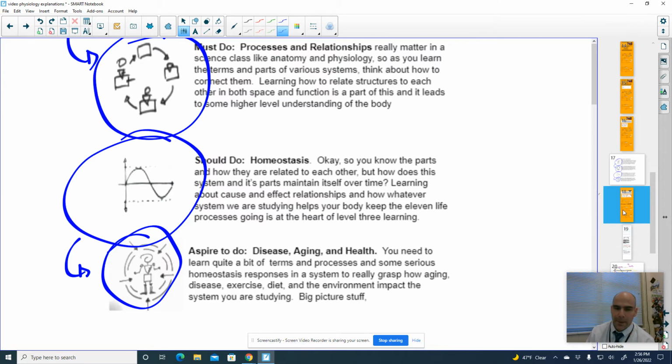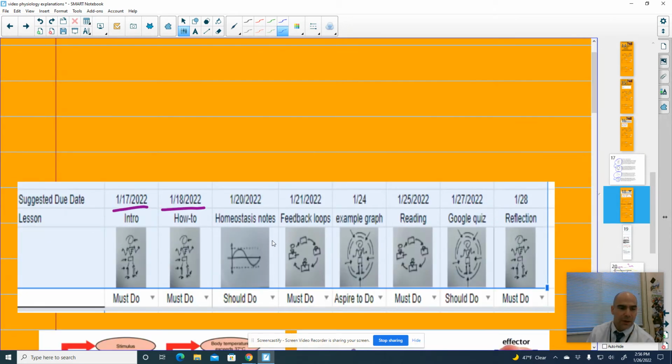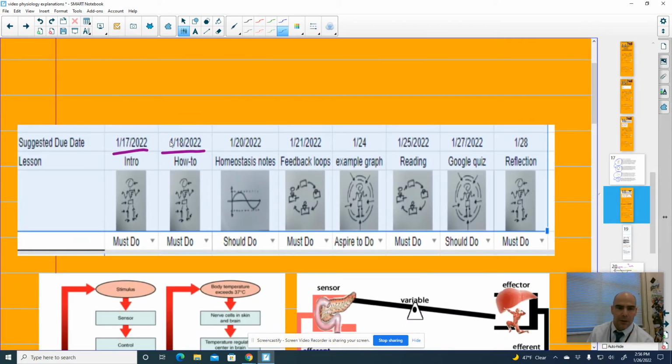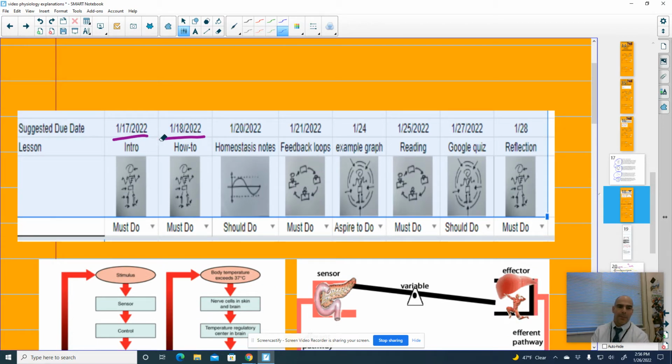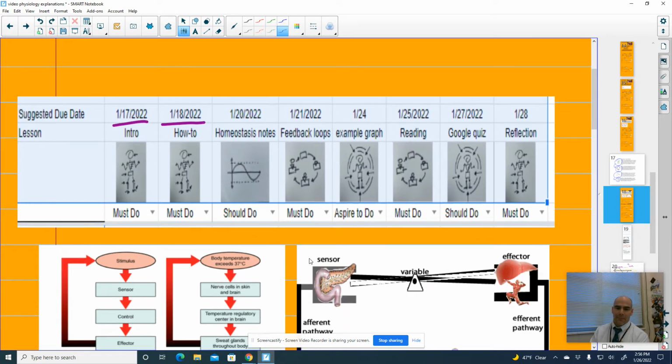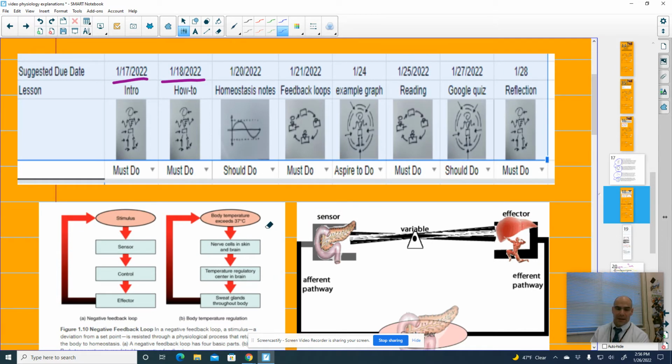Okay, so again, in this unit, this will be on your tracker that's on your class website. It will basically have your name and your code name, and you can go ahead and look at these symbols. And again, they correspond with must do, should do, okay, aspire to do, and another, I guess, must do.